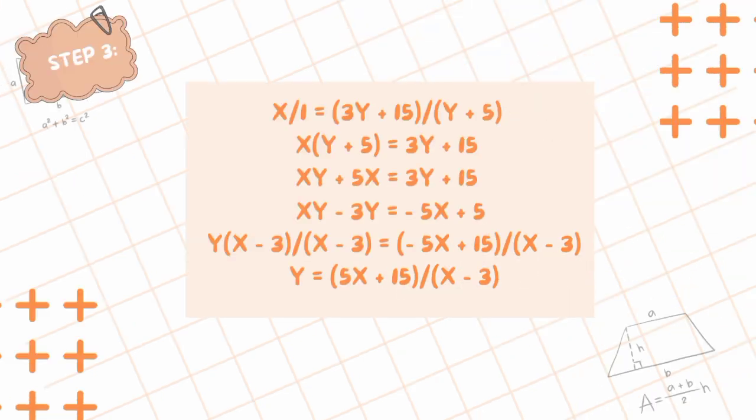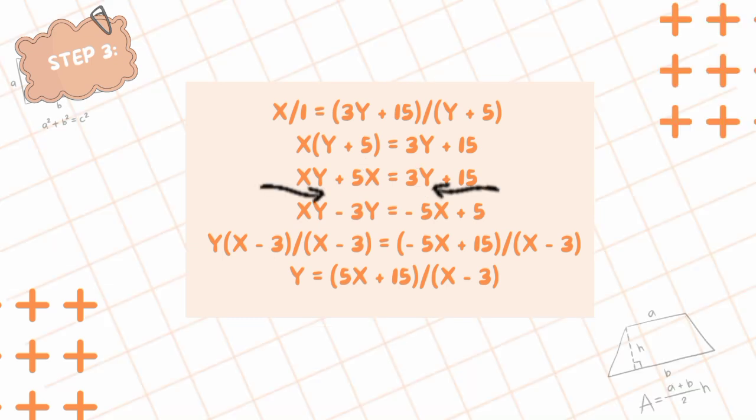Now we follow step 3, where we solve the equation for y. We will have x as the independent variable as usual. To solve this equation for y, let's begin by multiplying both sides by y plus 5 to clear the denominator. We have x times y plus 5 equals 3y plus 15. Now we can distribute x through those parentheses, and that gives us xy plus 5x equals 3y plus 15. Now we need to get all the y terms on one side.